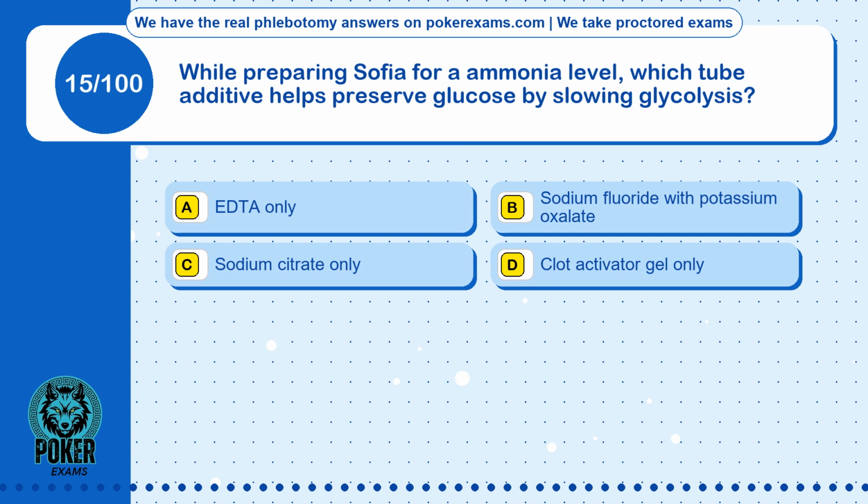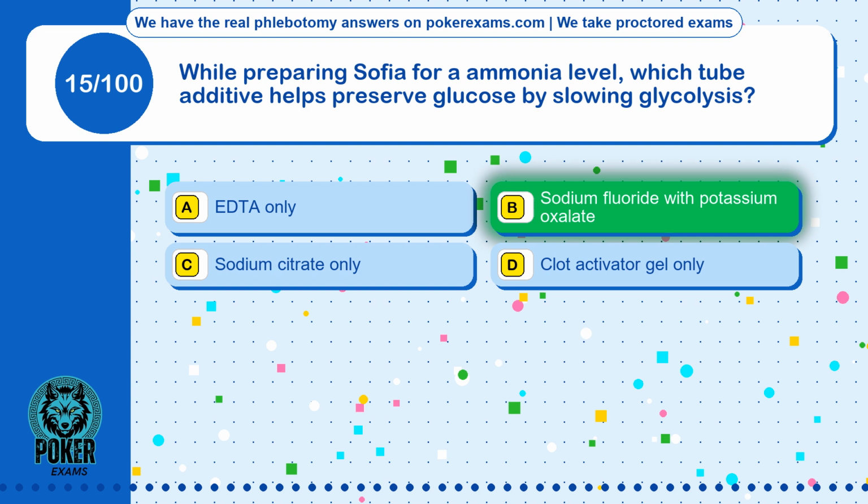Question 15. While preparing Sophia for an ammonia level, which tube additive helps preserve glucose by slowing glycolysis? Option A, EDTA only. Option B, sodium fluoride with potassium oxalate. Option C, sodium citrate only. Option D, clot activator gel only.